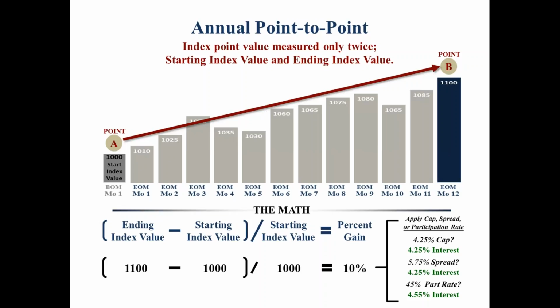What that tells us is that for any potential scenario that an index can do, whether they think it's going to go up 10, 20, 30, 5, it doesn't make any difference. They can adjust a cap or a spread or a participation rate to come up with pretty much the same credited interest. Can you see that, Lori? Yes, I know exactly what you mean.